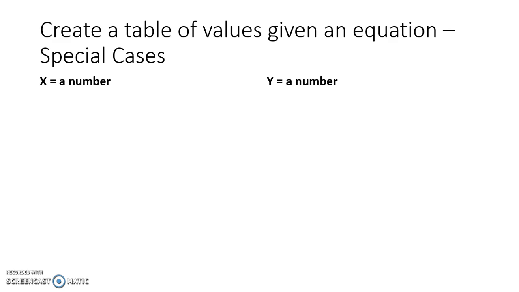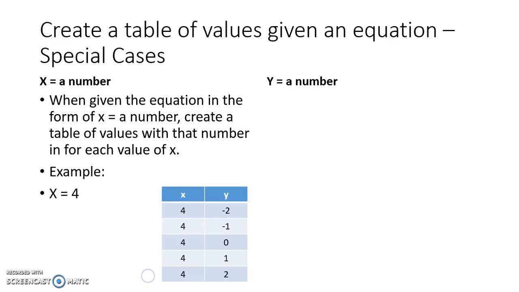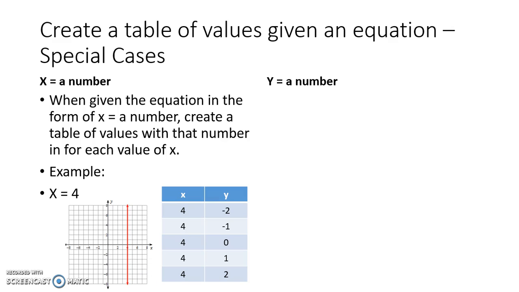When we have x equals a number, when given the equation in the form of x equals a number, create a table of values with that number in for each value of x. The example here would be x = 4. My table of values would be where x always equals 4, and then I would just have random y values. In this case, remember, when you have x equals a number, you're going to have a vertical line that intersects the x-axis at that number.